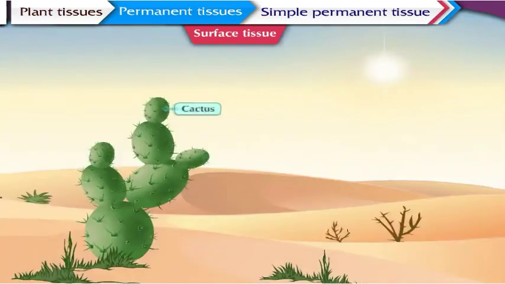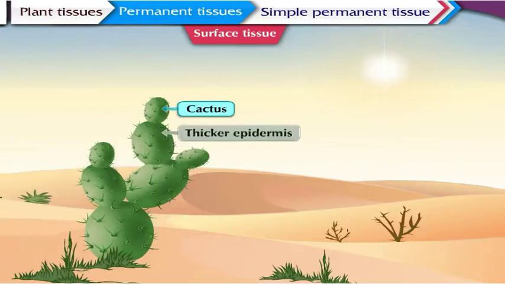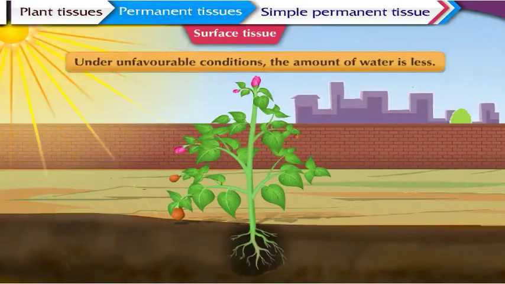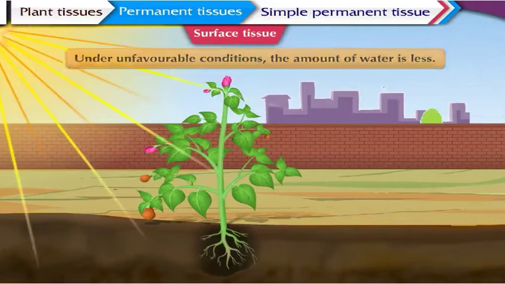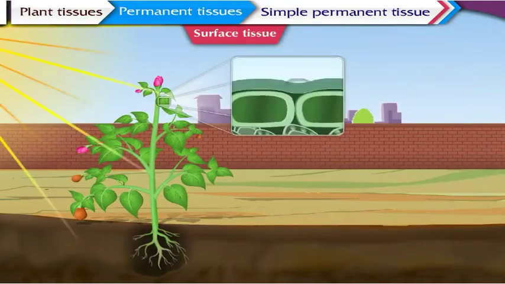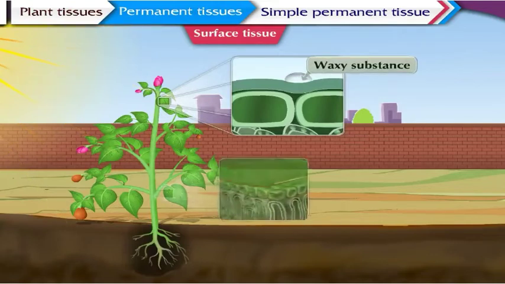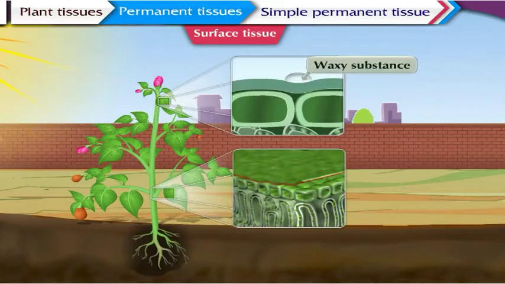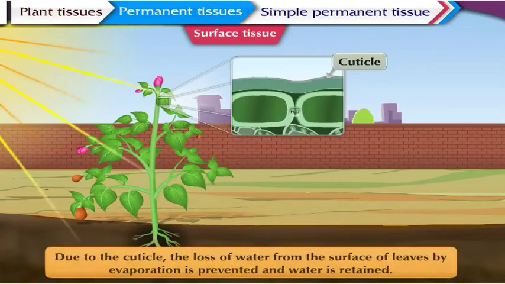Plants like cactus, growing in very dry habitats have thicker epidermis. Under unfavorable conditions, the amount of water is less. Epidermal cells on the aerial part of the plant secrete a waxy, water-resistant layer on their outer surface. Thus, a waxy layer called cuticle is formed on the epidermal cells on the stem and leaves. Due to this layer, loss of water from the surface of leaves by evaporation is prevented and water is retained.